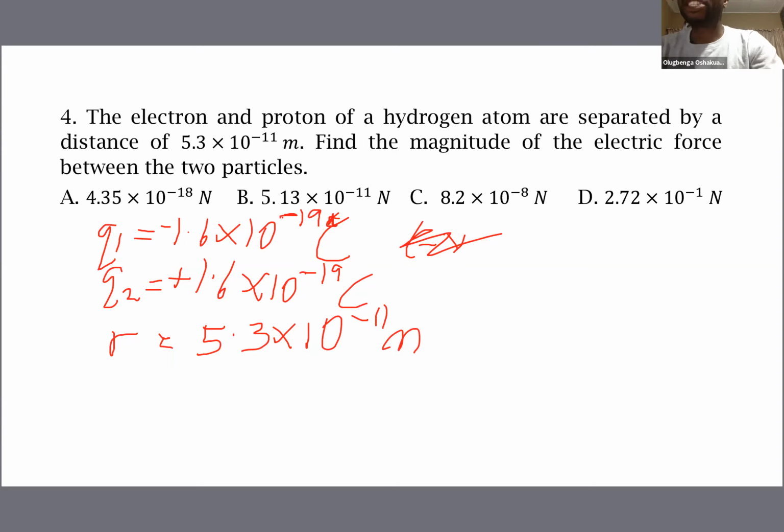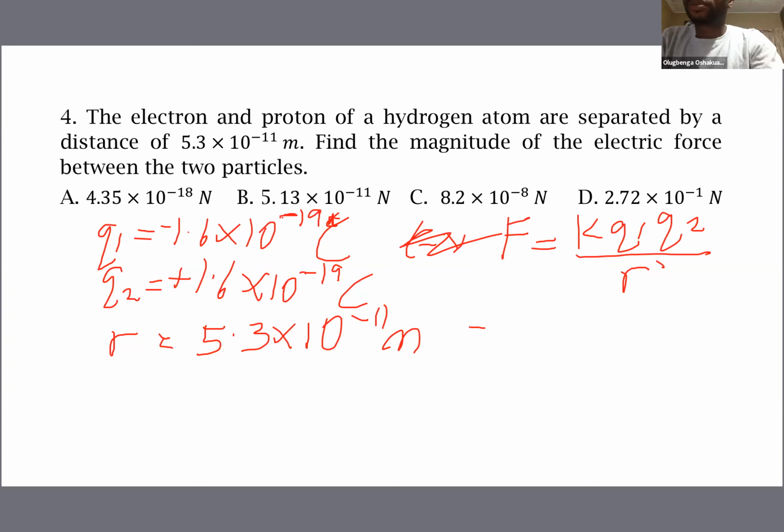So what is the magnitude of the electric force between the two particles? Since we are interested in the magnitude, we are no longer interested in the sign, if it is positive or negative. We're interested just in the magnitude of the electric force, either the force of attraction or repulsion. And that takes us back to Coulomb's law, which says that F is equal to K Q1 Q2 divided by R squared.